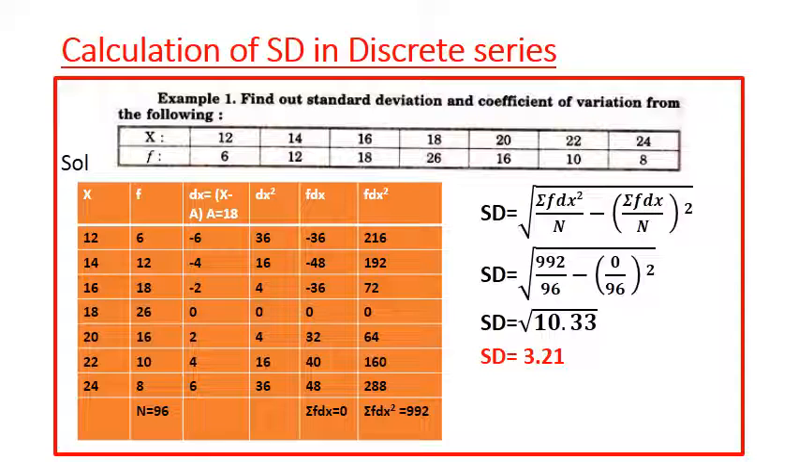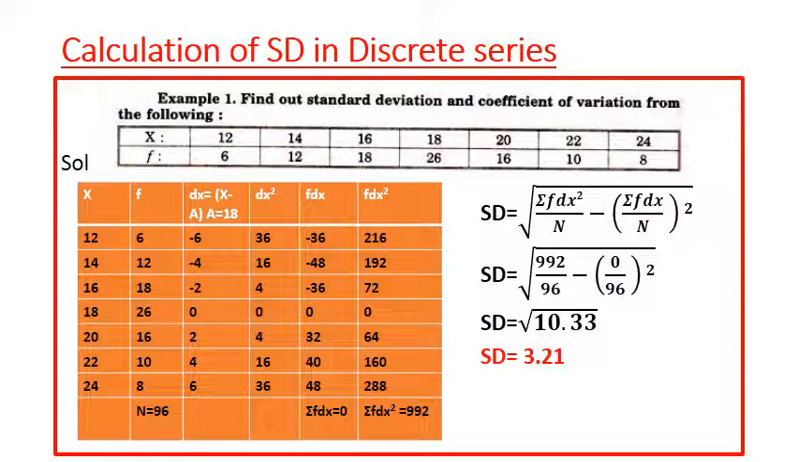So 6 into 36, 216, then it is 129, 72, 0, 64, 160, 228. And summation of f dx square is 992. And summation of f, that is n, is equal to 96. And summation of f dx is equal to 0.